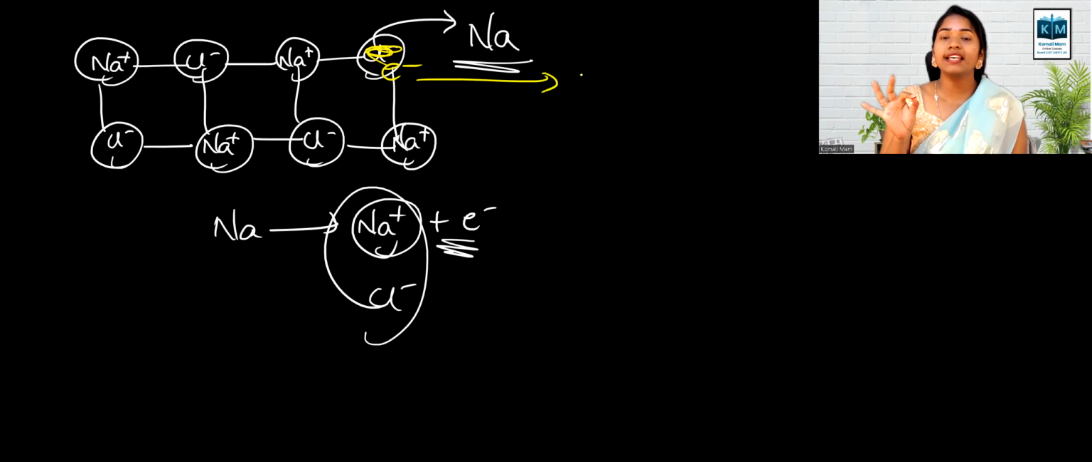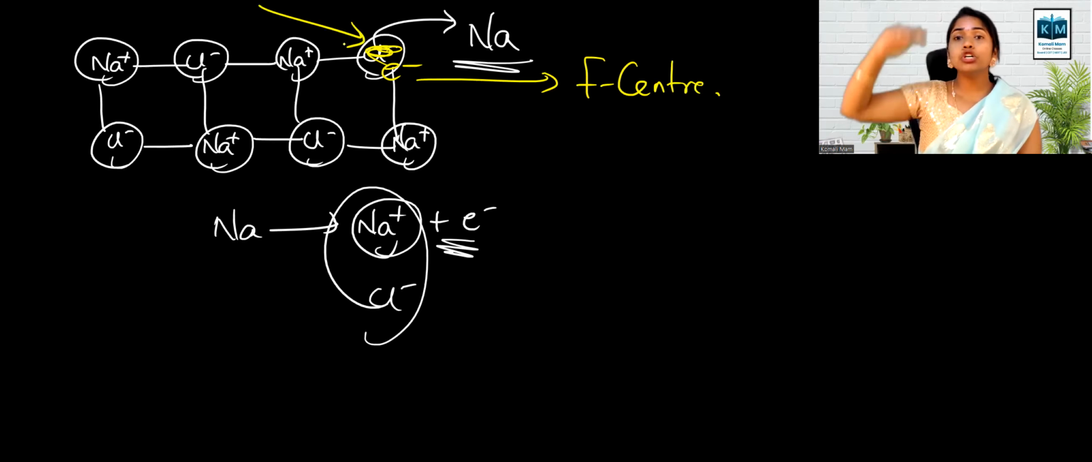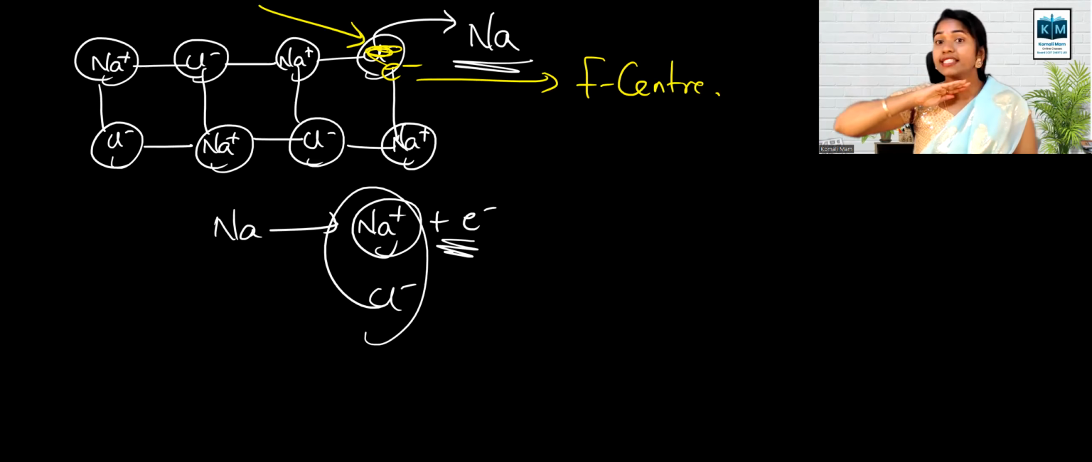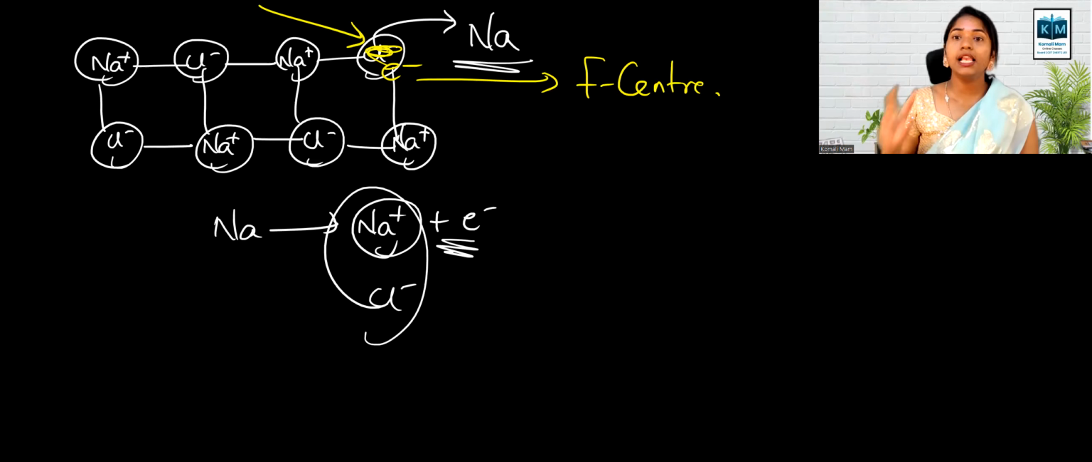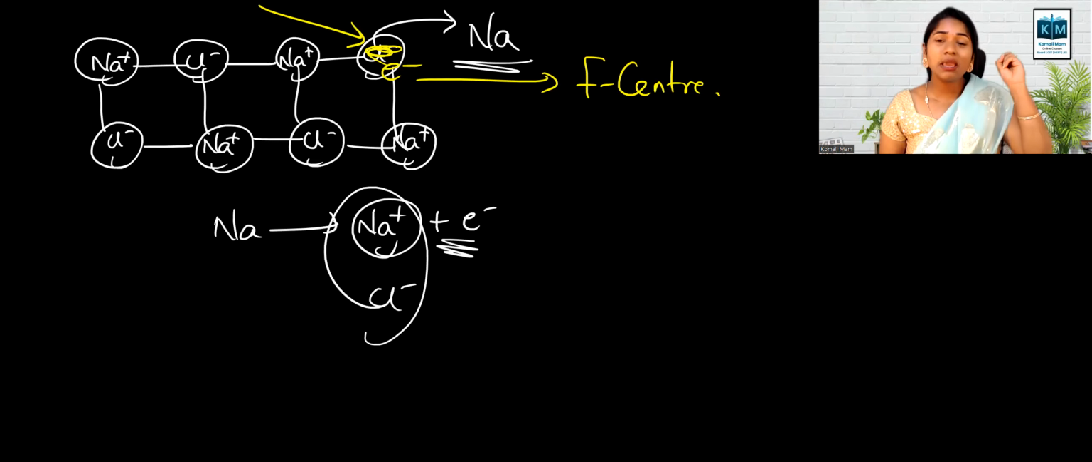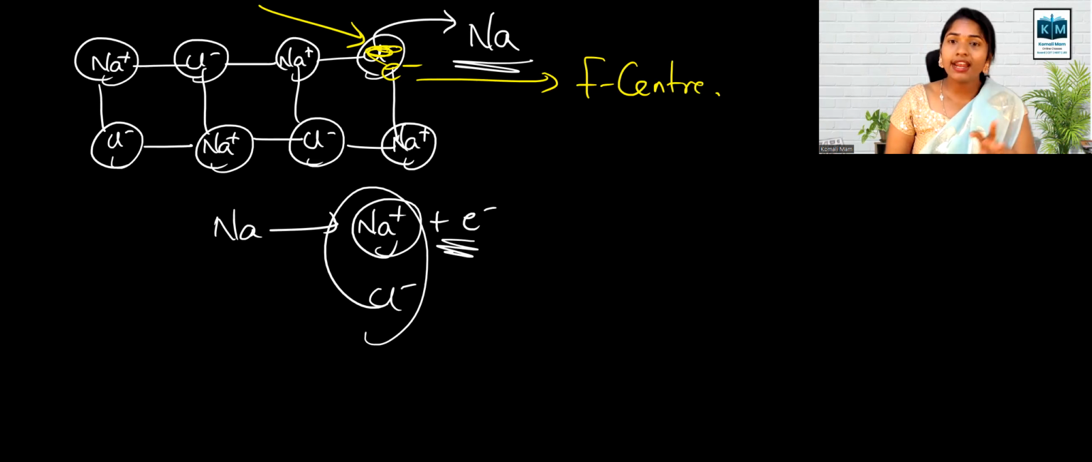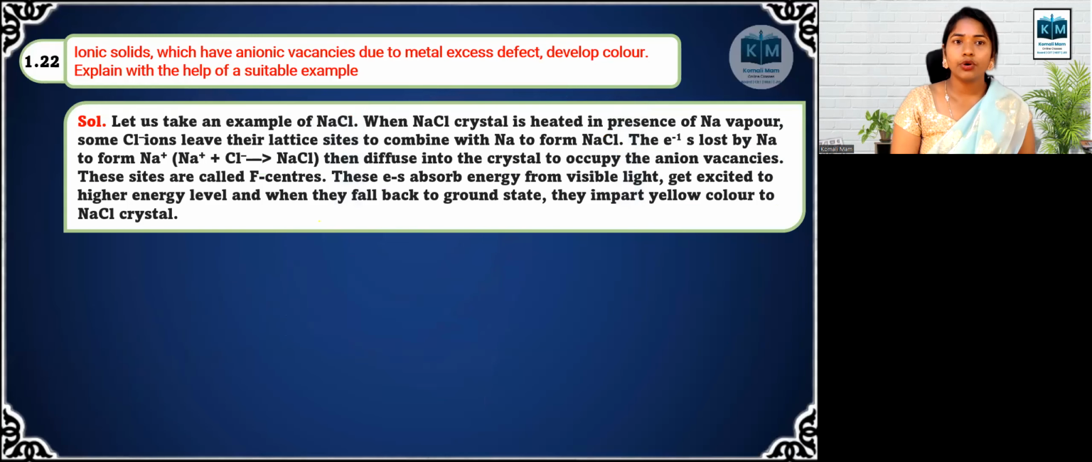Now this is called an F center. This F center absorbs energy and goes to the excited state. The excited state is not stable. Again, it comes back to the ground state. When it comes back to the ground state, it emits the radiation that it absorbed. That radiation is emitted and observed as a color. Got the clarity? So here, it is observed as a color.